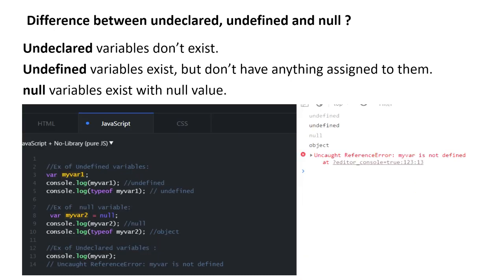What is the difference between undeclared, undefined and null? Undeclared variables do not exist. Undefined variables exist but do not have anything assigned to them. Null variables exist with null values.